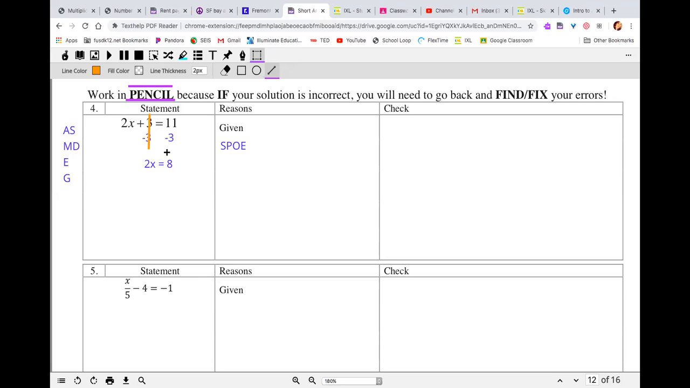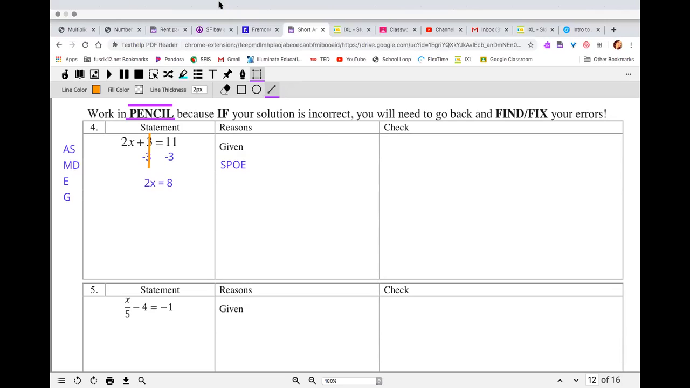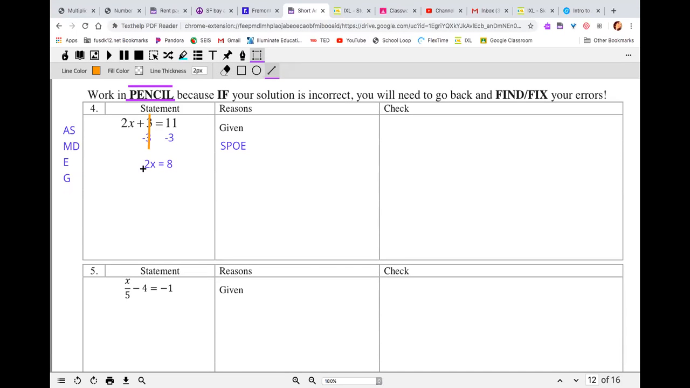Okay, let's just try to get through this one problem and then I'll leave you alone, okay? Okay. So I have 2x equals 8. So what do I want to do?